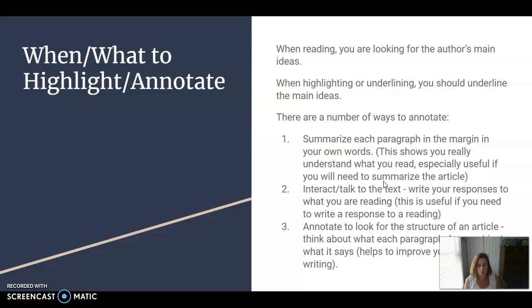Think about what it was about. It was about college success. Okay, what did the author want you to know about college success? And the answer to that question is usually going to be your main idea. So you want to try to figure out what the main idea is.